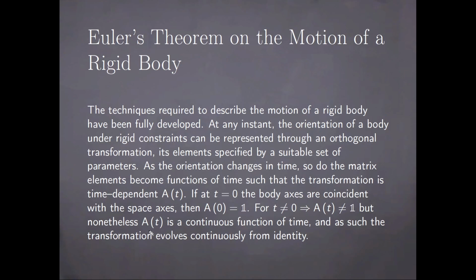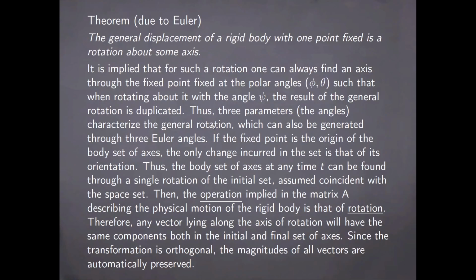But at a different time, the transformation matrix will be different from identity. Nonetheless, the transformation matrix as a function of time is a continuous function, and as such the transformation will evolve continuously from identity. Thus, in the original statement of Euler's theorem for the motion of a rigid body, it is said that the general displacement of a rigid body with one point fixed is a rotation about some axis.